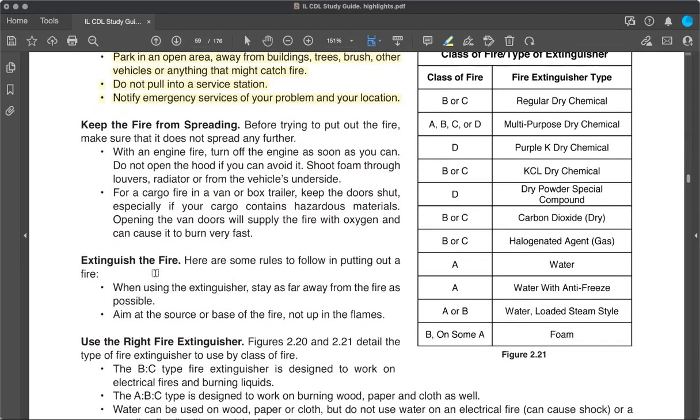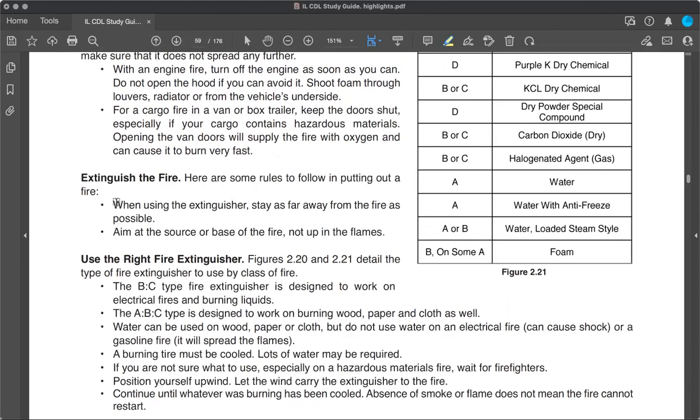And now let's go down to extinguish the fire. I just want to draw your attention to the first bullet point where it says, when using the extinguisher, stay as far away from the fire as possible. So you don't actually want to get close to the fire, but you stay as far back as possible, so then let the fire extinguisher reach the fire.